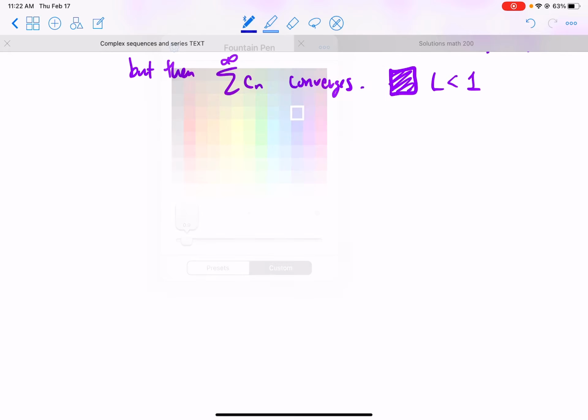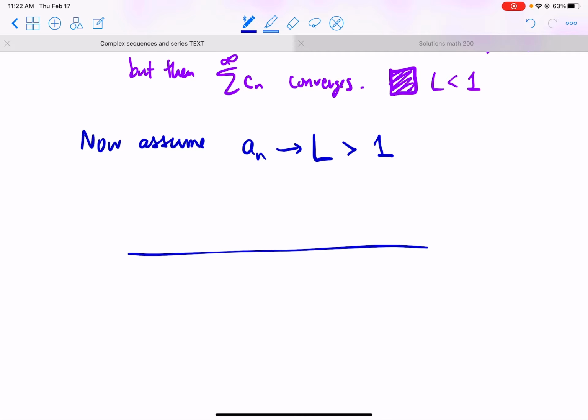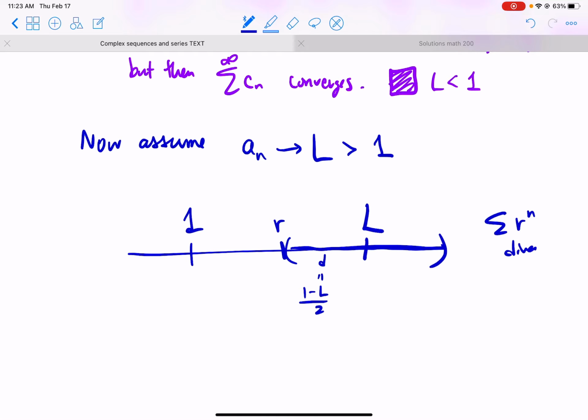Maybe I'll choose a different color for this part. Now, assume that the a sub n's converge to L, which is strictly greater than 1. Then here's 1. Now here's L over here. And the same thing will work. We have some d, which is maybe (L minus 1) over 2. And then let's call this number r. r is L minus d. But whatever, r is strictly greater than 1. But that means that this will diverge since r is greater than 1.